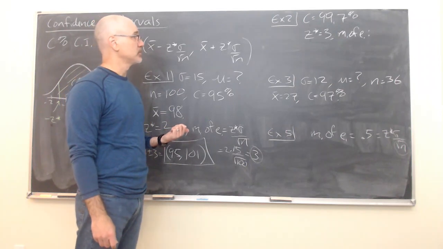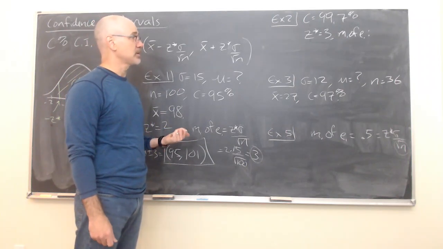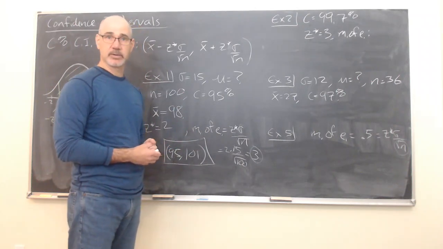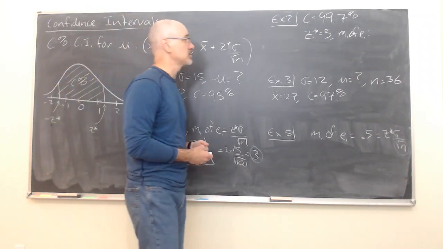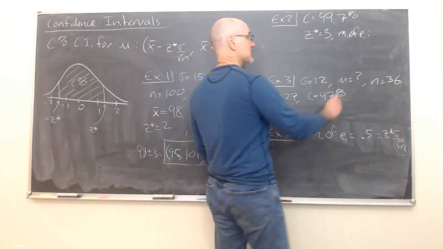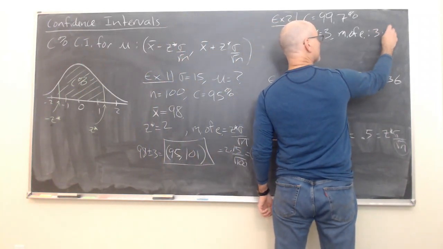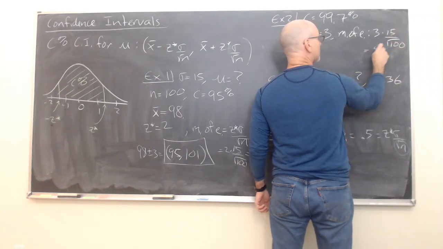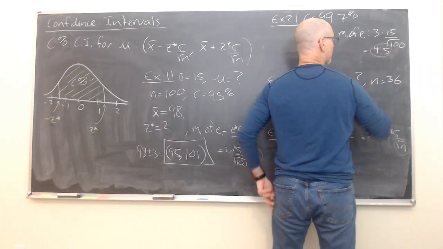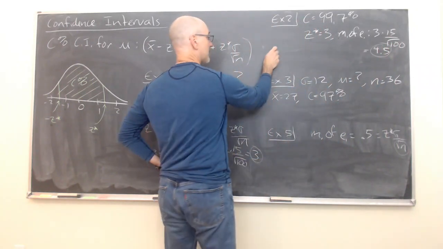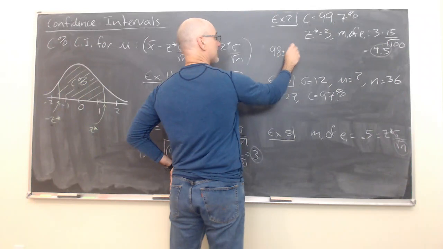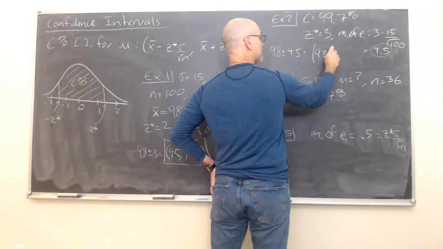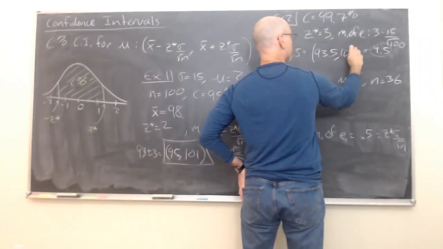The empirical rule says that z star will be 3, because the empirical rule says that we get 99.7% of our area within plus or minus 3 standard deviations of the mean. So that changes our margin of error. The margin of error is now 3 times sigma over root n. And so the margin of error is 4.5 now, and our confidence interval is now 98 plus or minus 4.5. So that's 93.5 to 102.5.